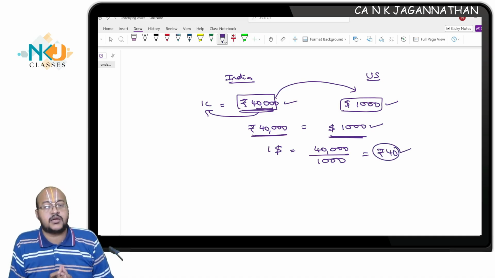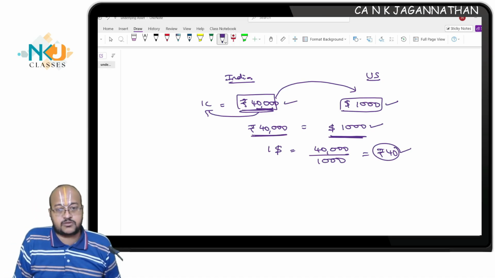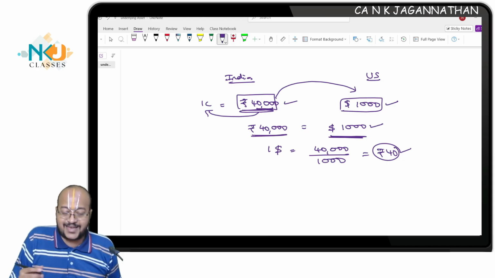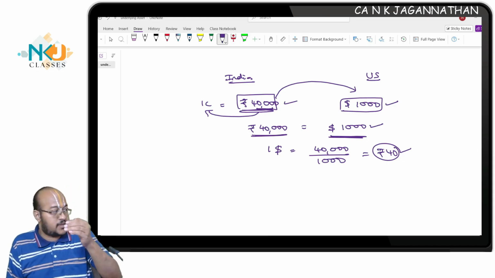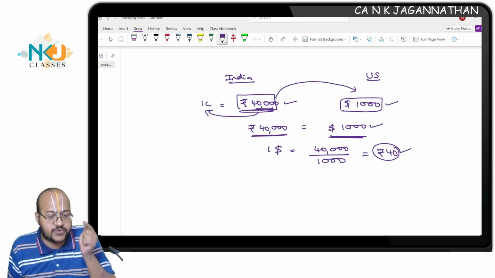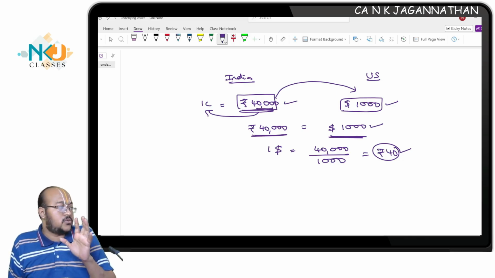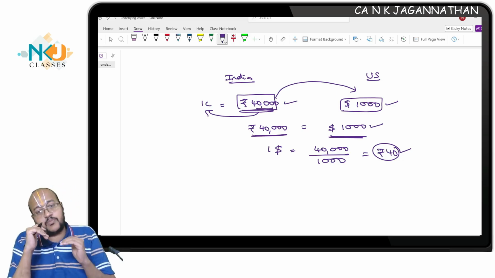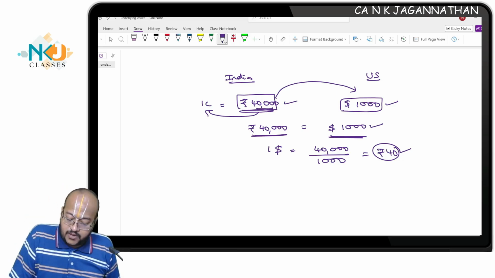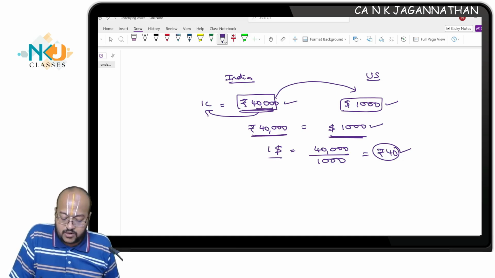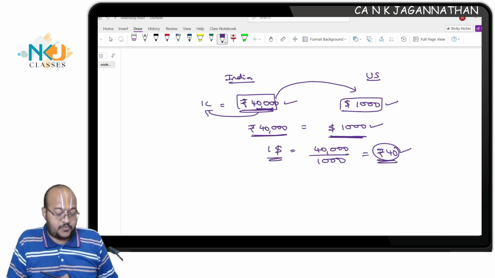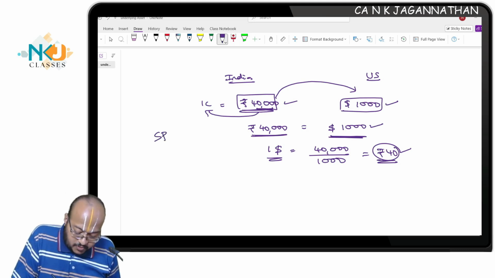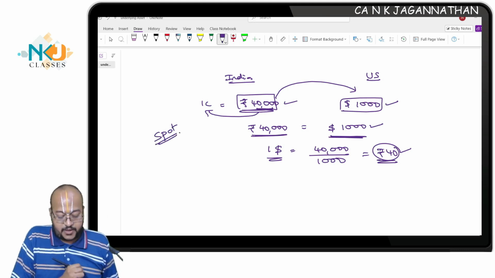Are you all understanding? Because one price should prevail across the globe, this is what you get, the exchange rate, which means the exchange rate should be fixed in such a way that the purchasing power is on par. Globally, everything should be the same, which means $1 will be equivalent to 40 rupees. Now, this is all about the spot price.